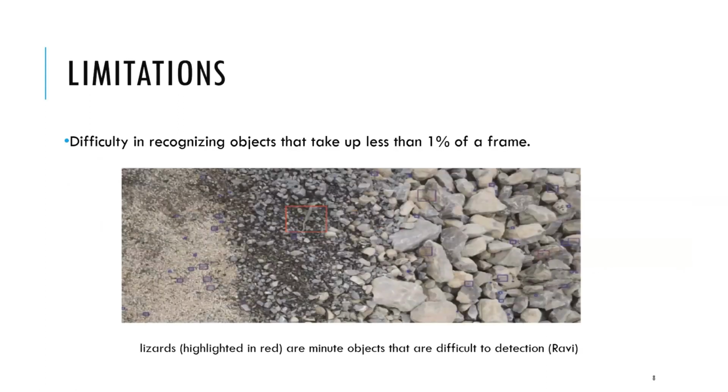Another limitation, which was actually highlighted in the literature by a paper by Ravi, when he tried to detect lizards in a frame. Here we can see that using aerial footage of the desert, the lizards are so small they occupy minute parts of the image. So we're talking about, again, less than 1%. Detecting those kinds of lizards in a real-time application using traditional deep learning algorithms was almost quite impossible, according to his paper.